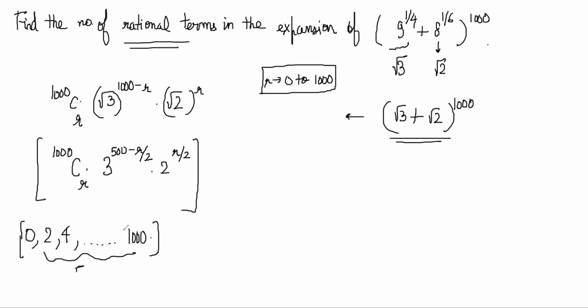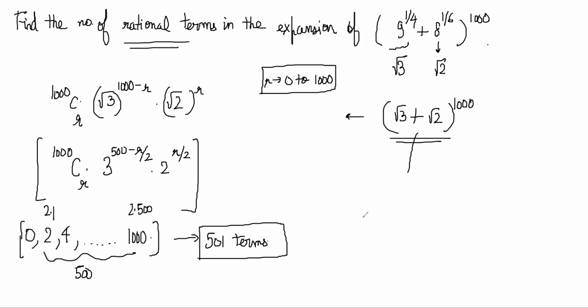So these are 500 terms, because 2 into 1 and this is 2 into 500. So total is 501, correct? 501 terms in this expansion are rational. Total number of terms in the expansion was 1001, because n power is 1000. So number of terms should be 1001, right? Out of which 501 were rational. The remaining would be irrational.